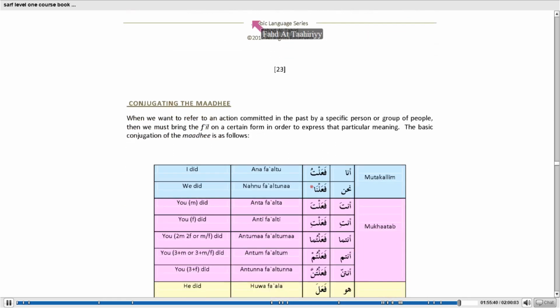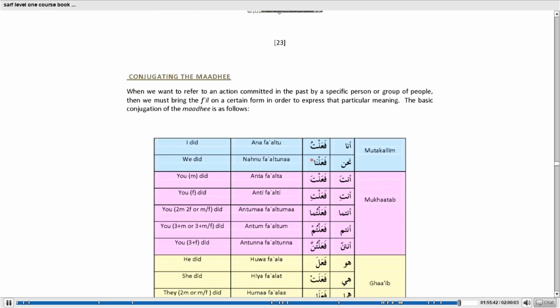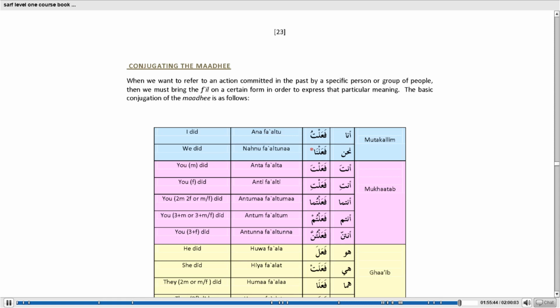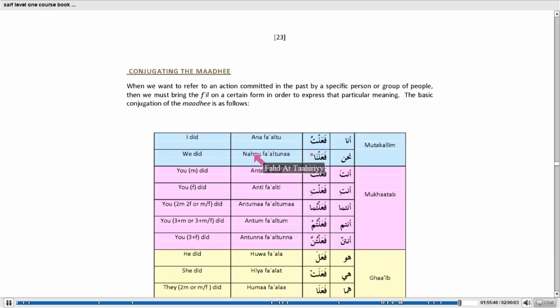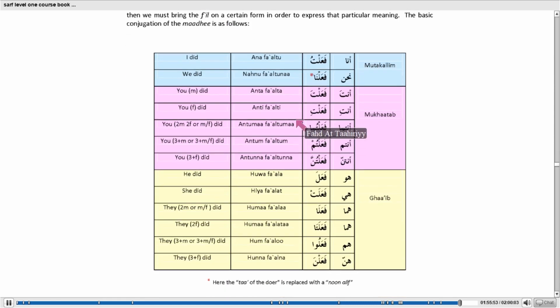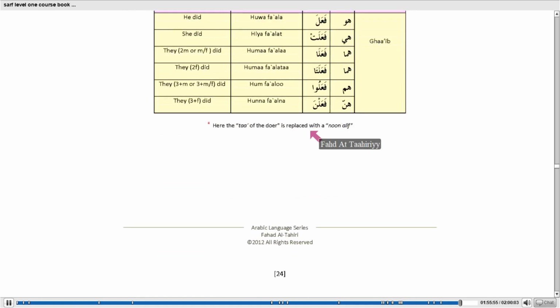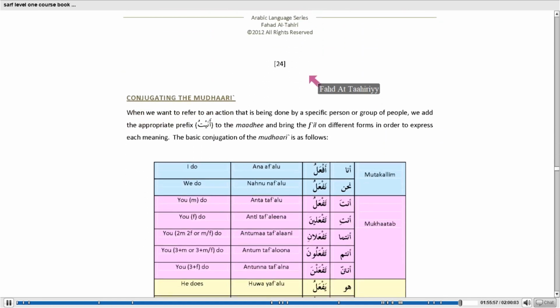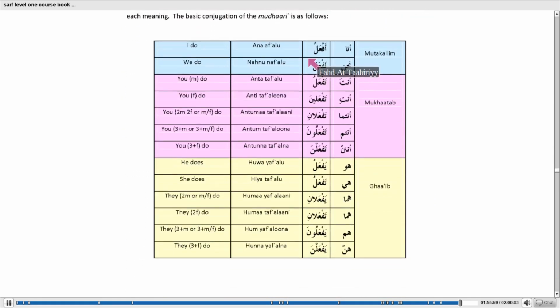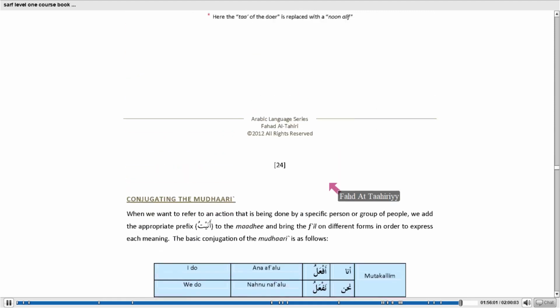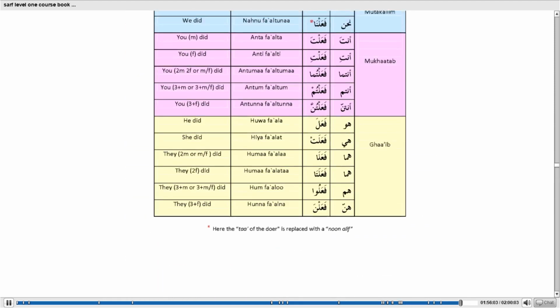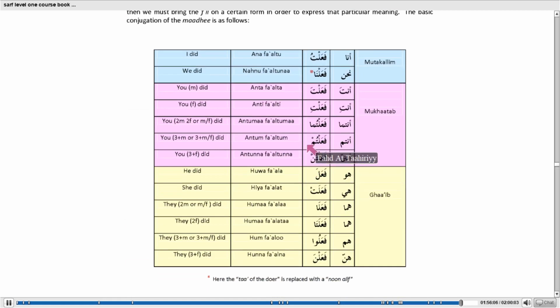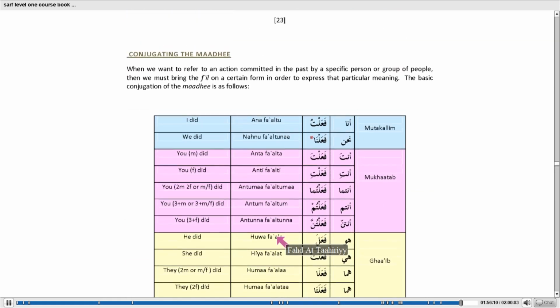Now, tomorrow, inshallah, is the fun part. Because we're going to teach you here the different congregations of the madi and the mudari'. How to say I said, he said, she said, you said, they all said, both of them said, the man and the woman said, etc. Both the Madi and the Mudari. So this is going to be the fun part, inshallah.